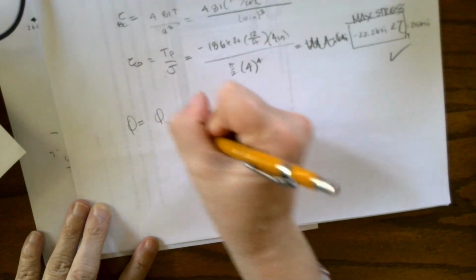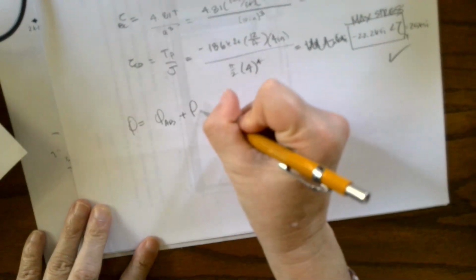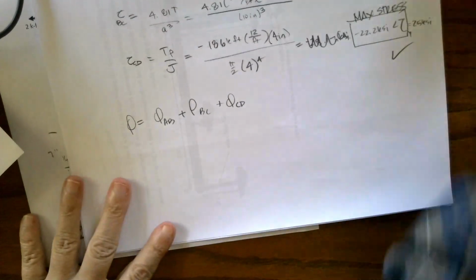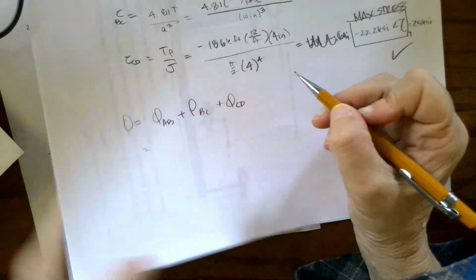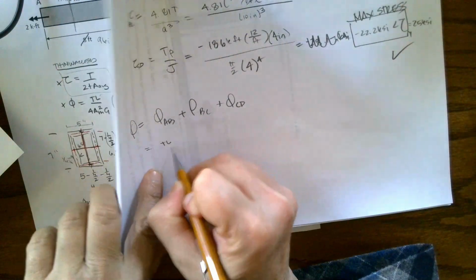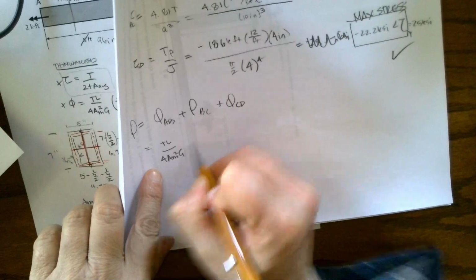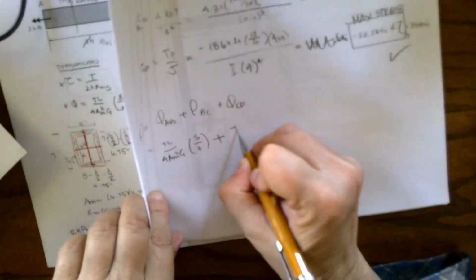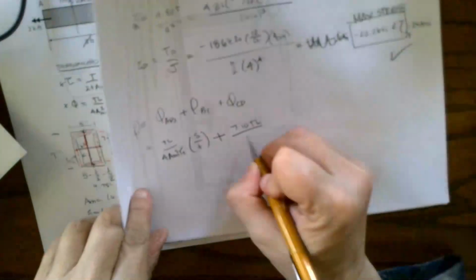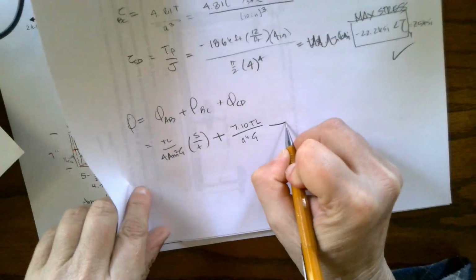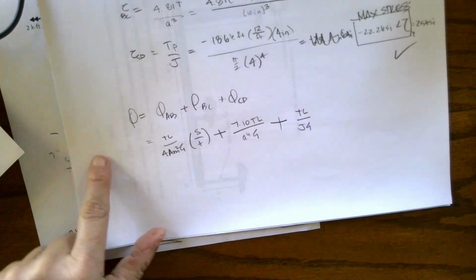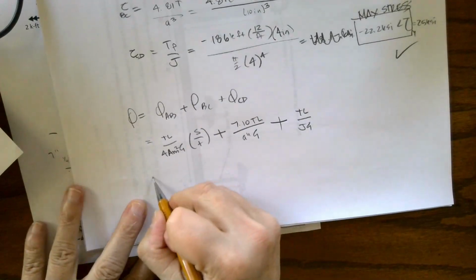Okay. Now with rotation, I know it's going to be the rotation of A to B plus the rotation of B to C plus the rotation of C to D. So I just have to go back and use my formulas. Well, I have TL over 4AM squared G times S over T plus 7.10 TL divided by A to the 4th G minus, or we could say plus a negative, it doesn't matter, TL over JG. Okay, so now again, it's just plugging stuff in.